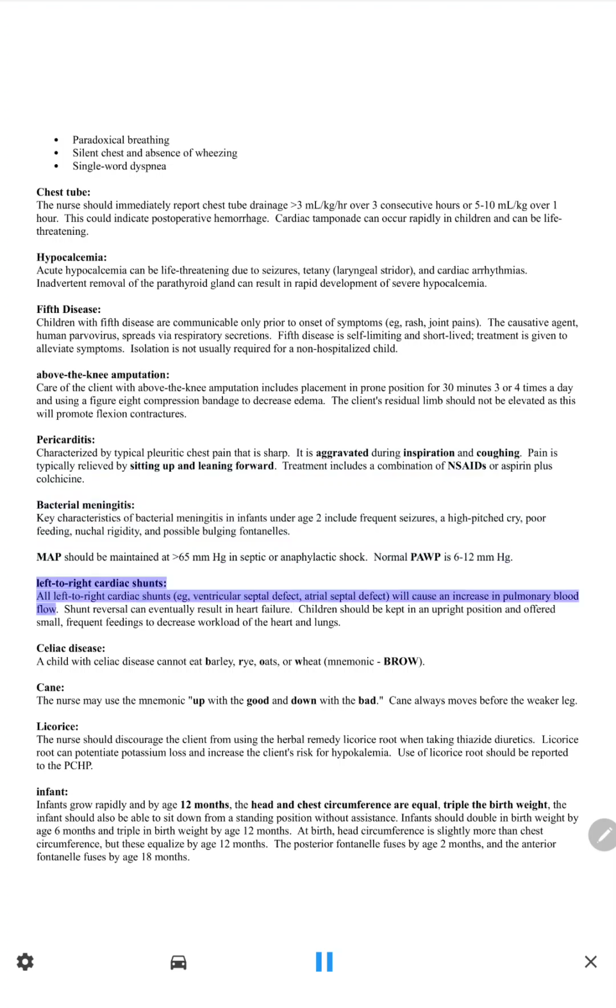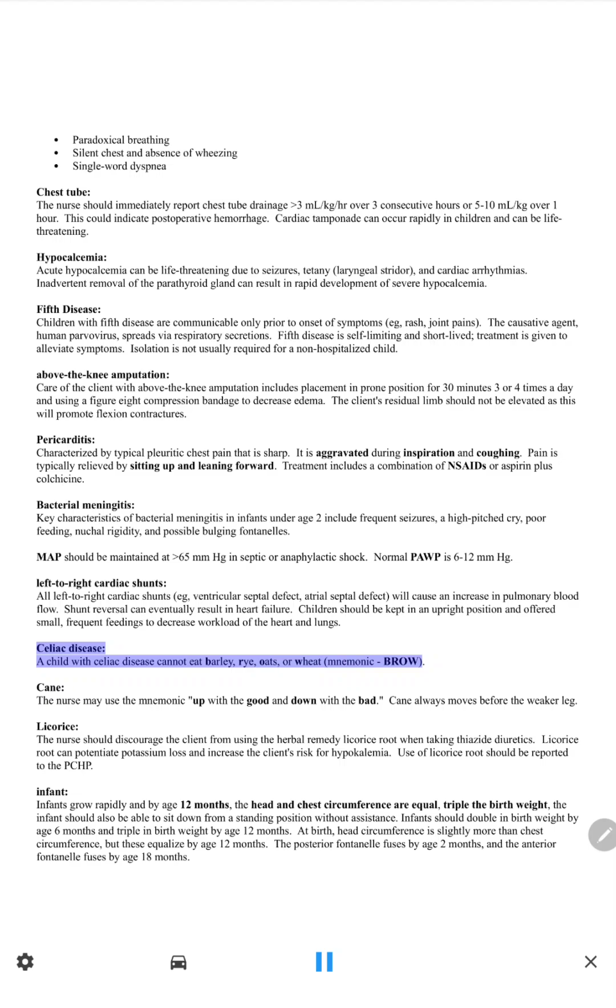Left to right cardiac shunts. All left to right cardiac shunts, e.g., ventricular septal defect, atrial septal defect, will cause an increase in pulmonary blood flow. Shunt reversal can eventually result in heart failure. Children should be kept in an upright position and offered small, frequent feedings to decrease workload of the heart and lungs.